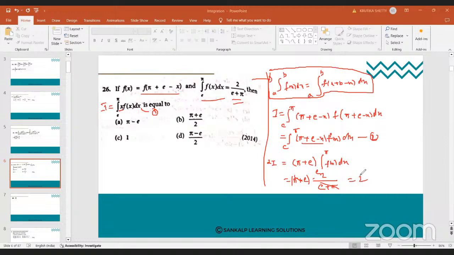We need to substitute the integral here. So when we substitute the integral, we get 2I, so what step do we need to do? See, this will be 2I, so I will be equal to 1. So the final answer will be option C, that is 1 will be the right answer.